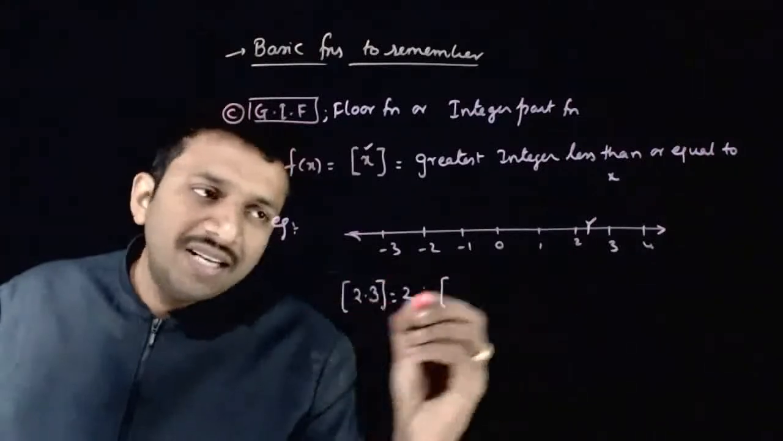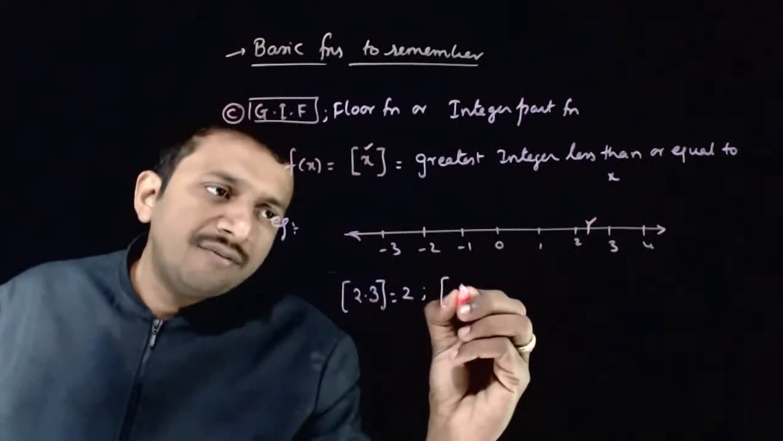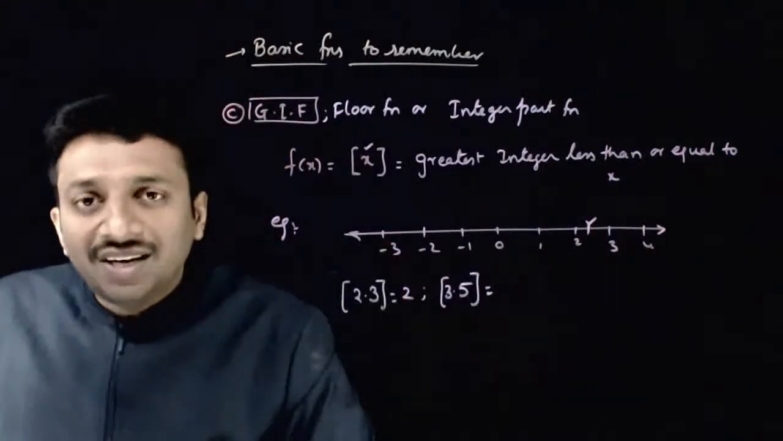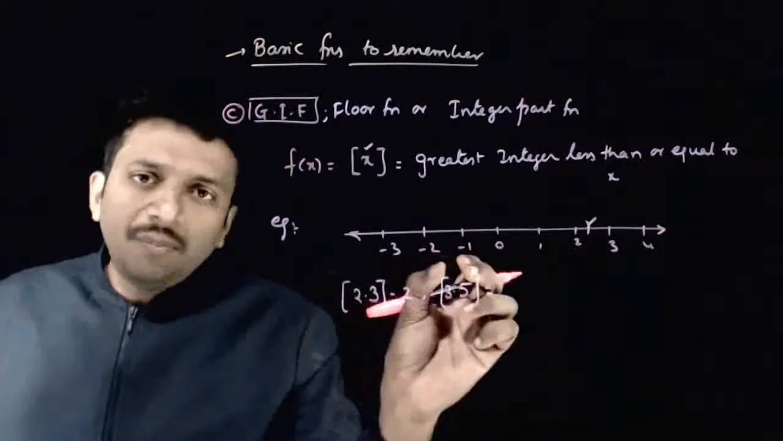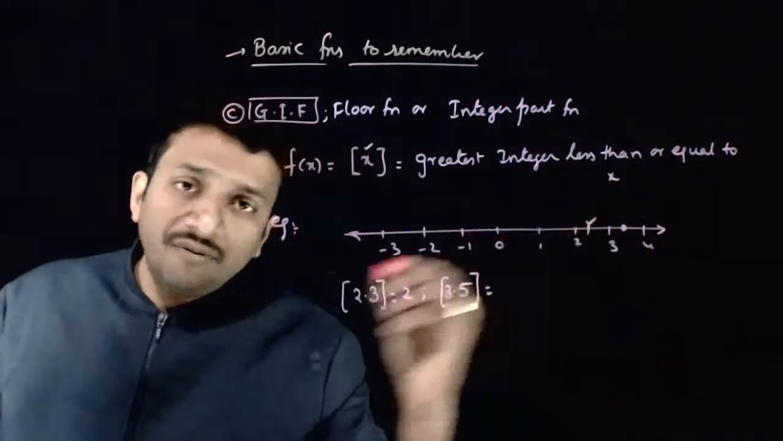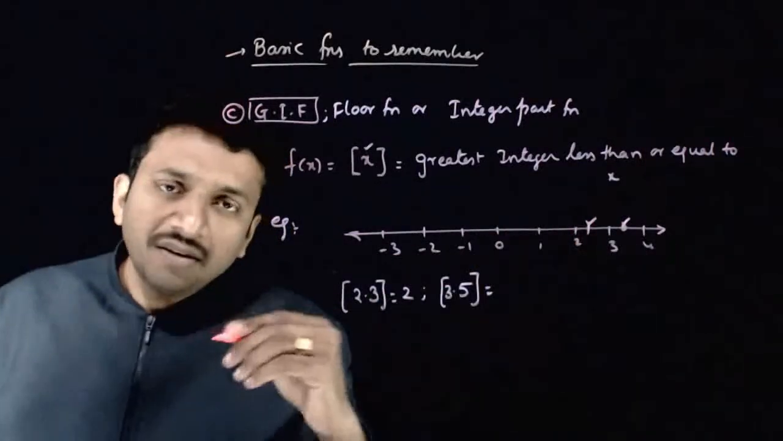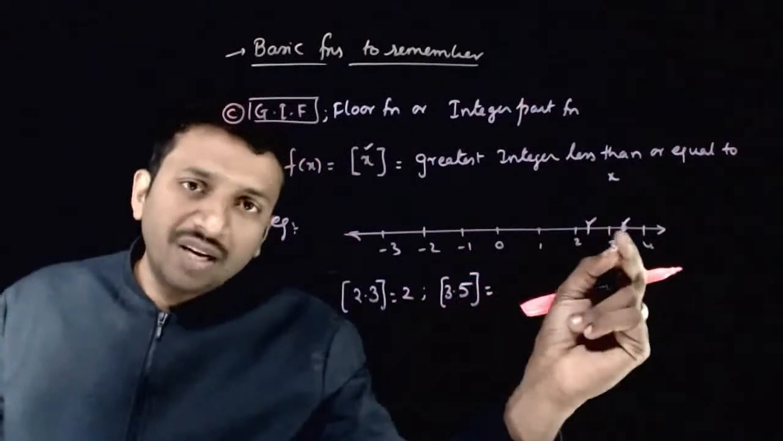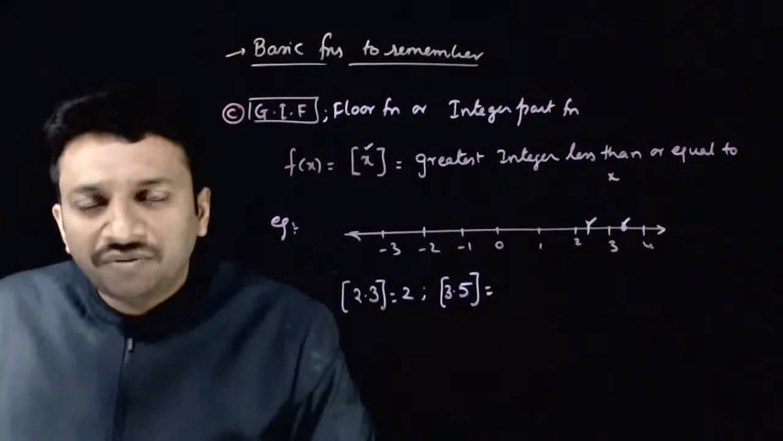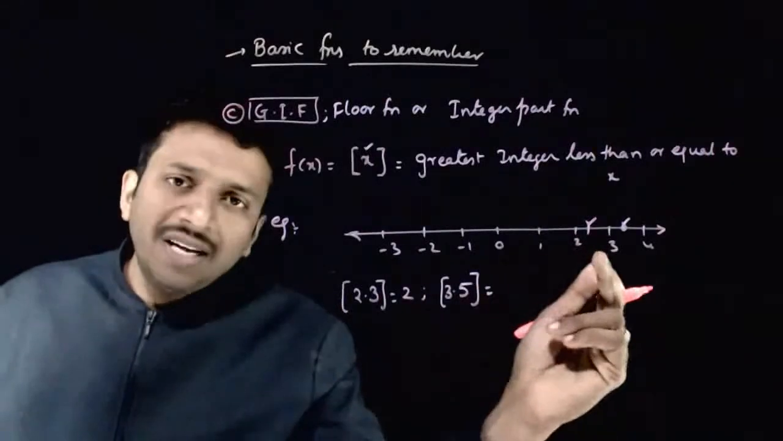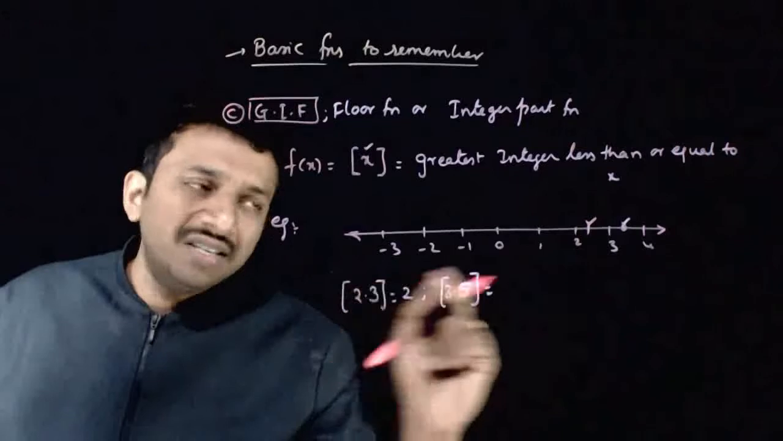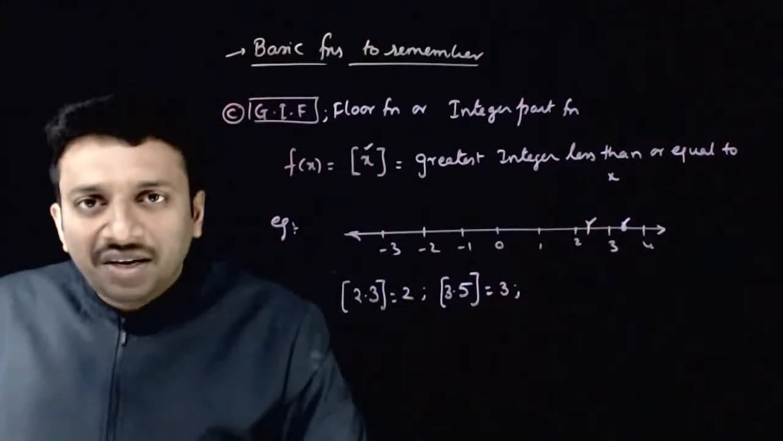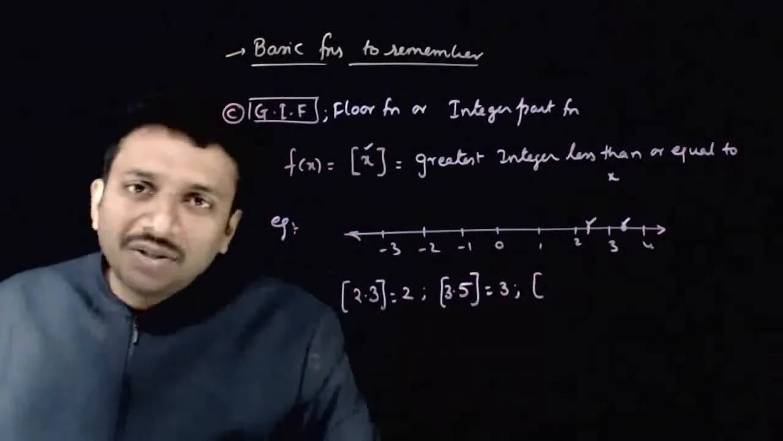And what is the integer part of 3.5? 3.5 lies somewhere between 3 and 4. Consider all the integers less than or equal to 3.5. Out of all the integers less than or equal to 3.5, which is the greatest integer? Obviously 3 is the greatest integer.